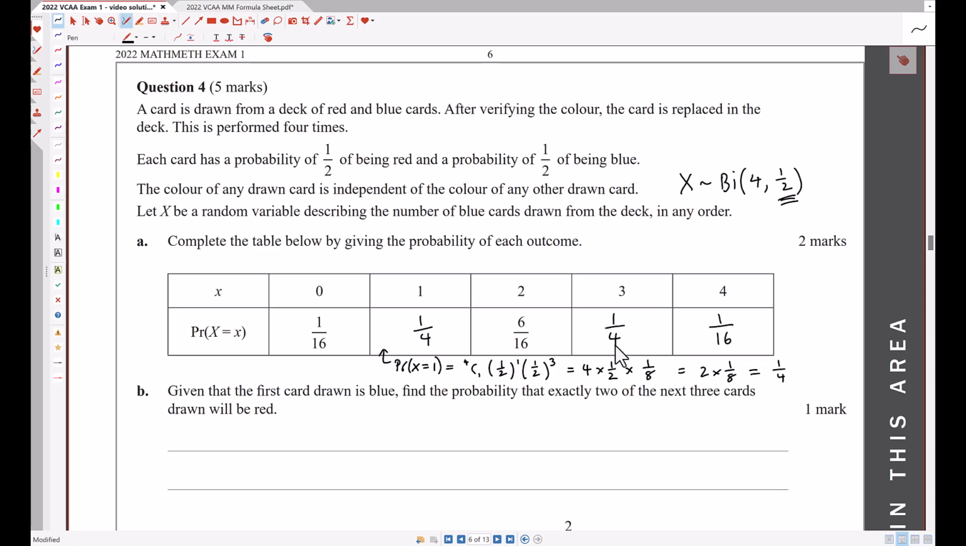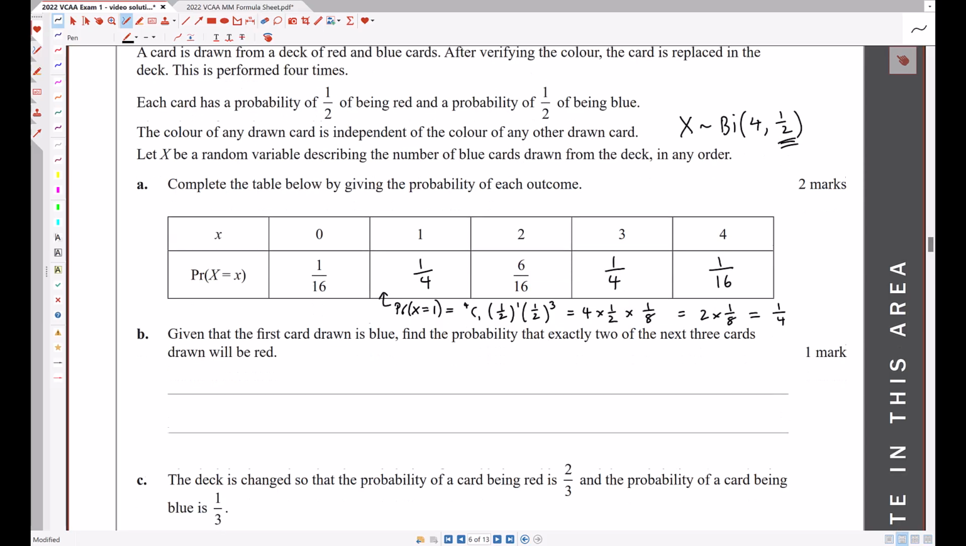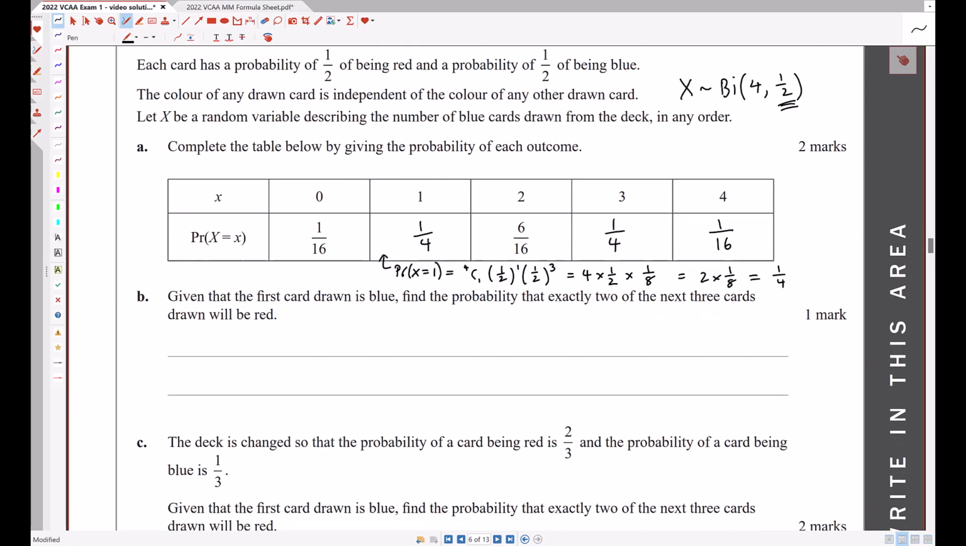As I said, the examiner's report says 4/16 there, so that would certainly have been marked correctly, although as a general rule I would say fractions should always be given in simplest form, so I'd be very cautious about giving an unsimplified fraction as your answer.